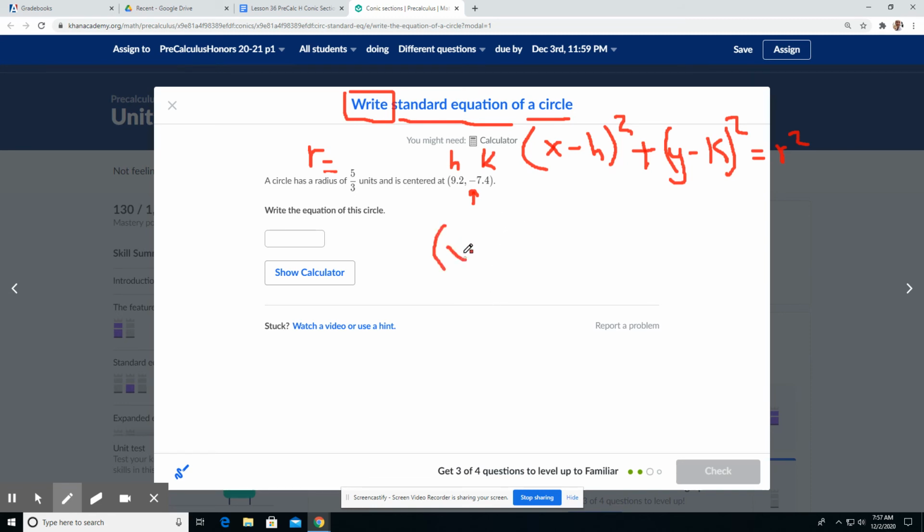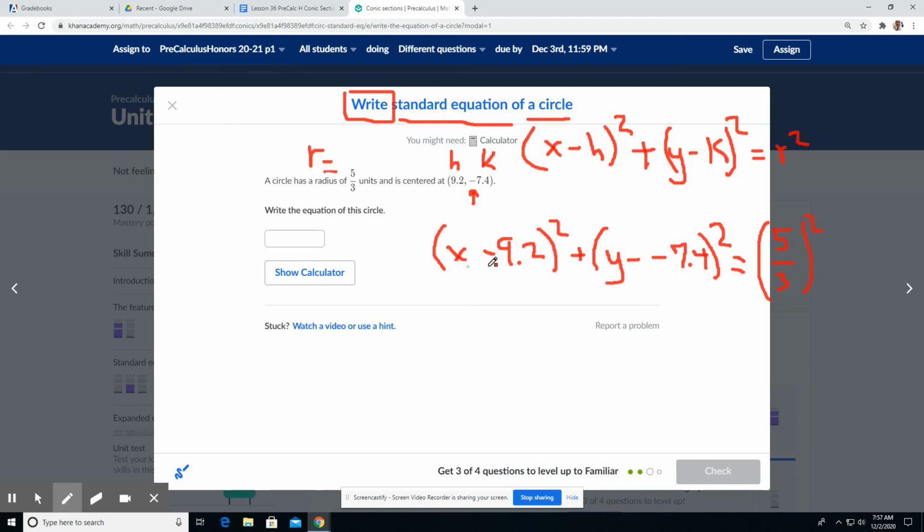Okay, so we'll have x minus the 9.2, that's my h, quantity squared, plus y minus the negative 7.4 quantity squared. You can put another set of parentheses on there, but negative, negative, it's very clear, equals our radius, which is clearly 5/3, whatever that is. All of that gets squared. The whole thing gets squared. Careful. If you don't have parentheses, it would just be applied to the top again.